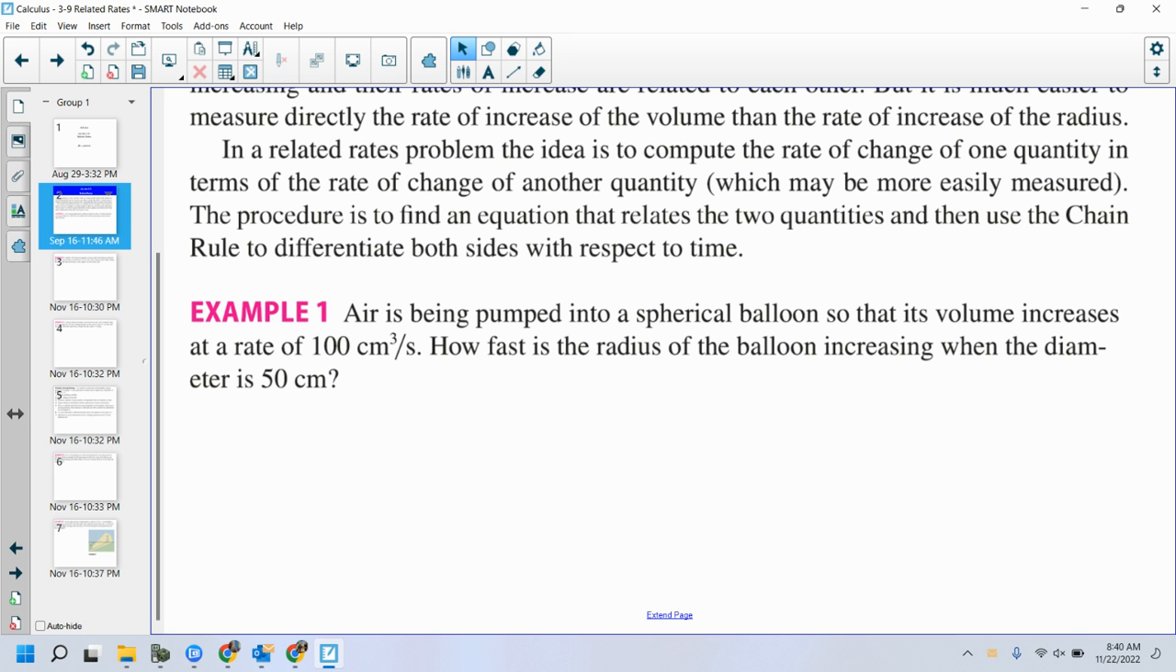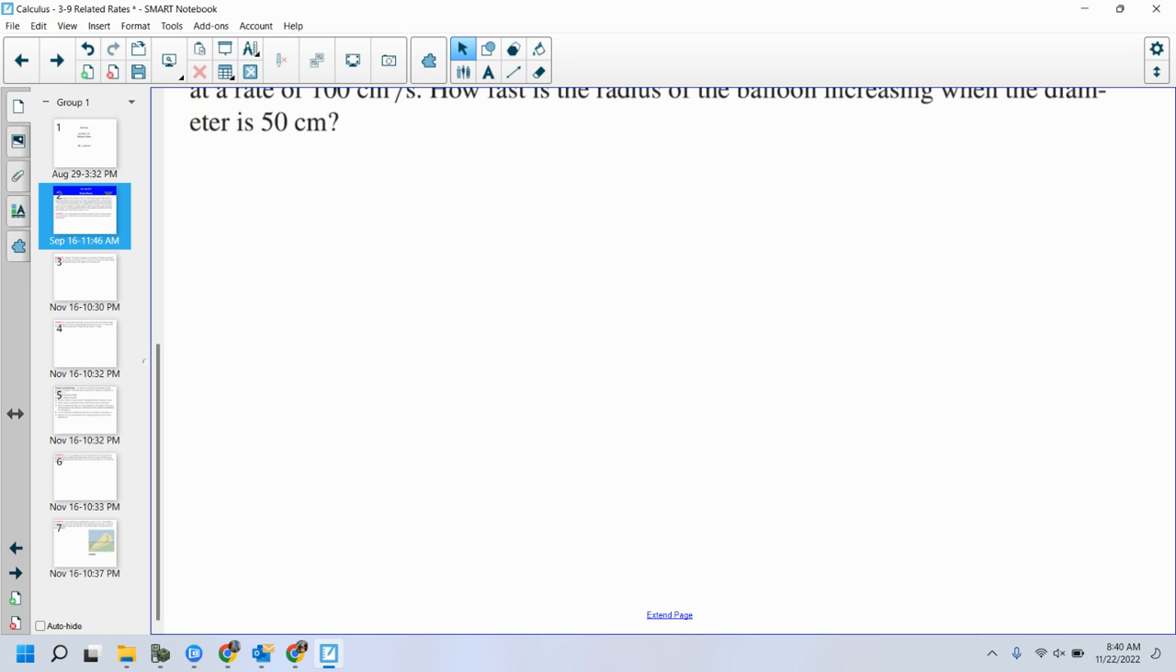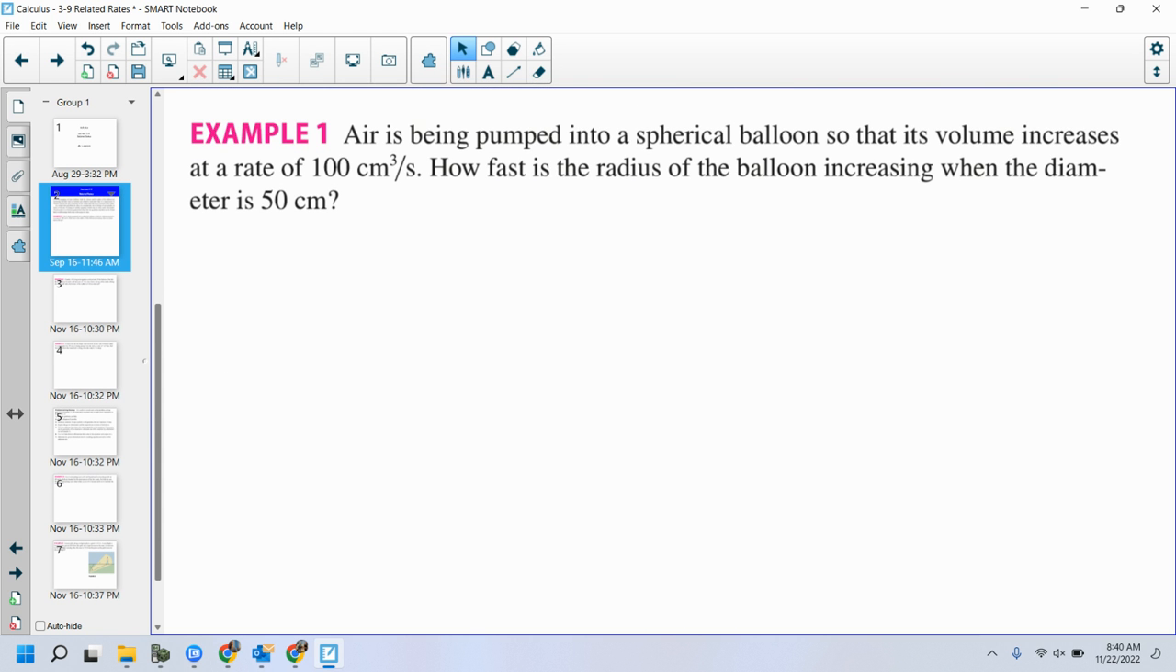So taking a look here, I know the rate of change of the volume. The rate of change of the volume is 100 centimeters cubed per second. I want to know how fast the radius of the balloon is increasing. And when do I want to know that? I want to know the instantaneous rate of change when the balloon has a diameter of 50 centimeters, right? I want to know how fast the balloon's radius is increasing when the balloon hits 50 centimeters as its diameter.